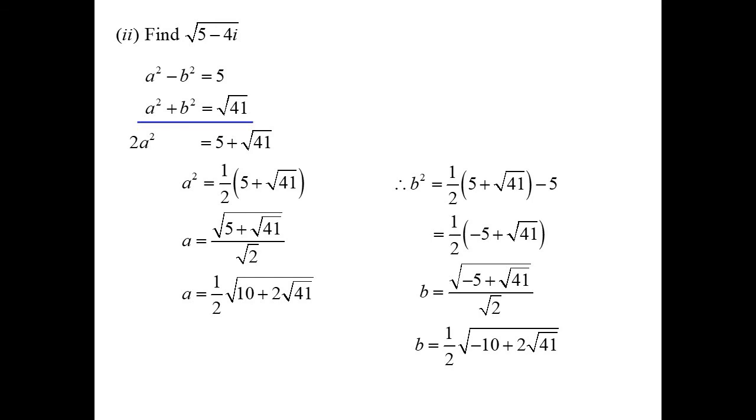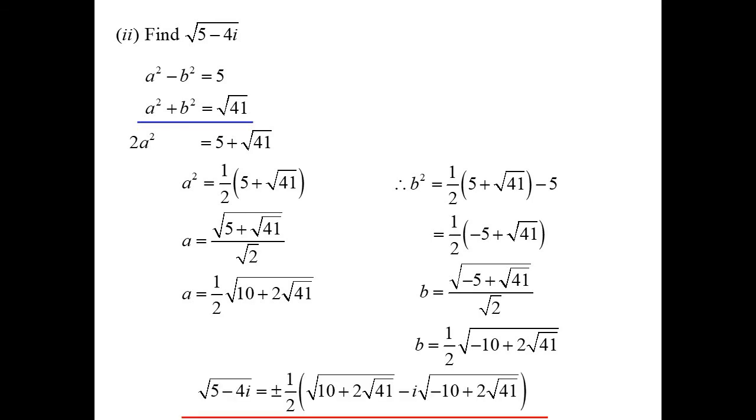So sub back in to work out b squared, and we end up with b equals a half the square root of negative 10 plus 2 root 41. Ooh. So our final answer, the imaginary part of what we're finding the square root of is negative. So there we get minus i root negative 10 plus 2 root 41. What an answer. But I mean, it is an answer. It's an exact value. We could, I suppose, try and work out what the square root of 10 plus 2 root 41 simplifies down to be, but nah, let's not bother.